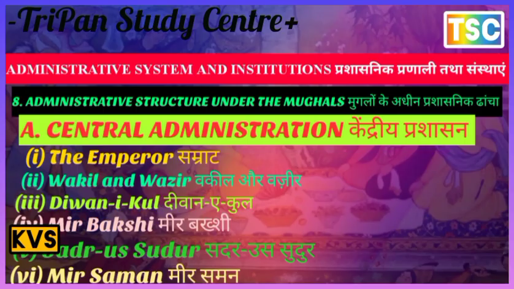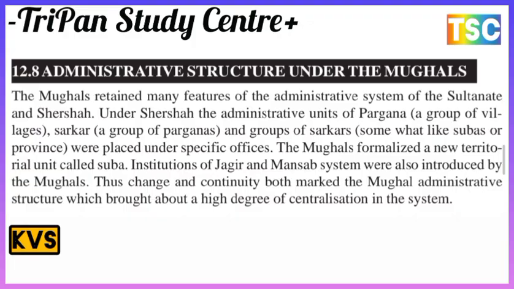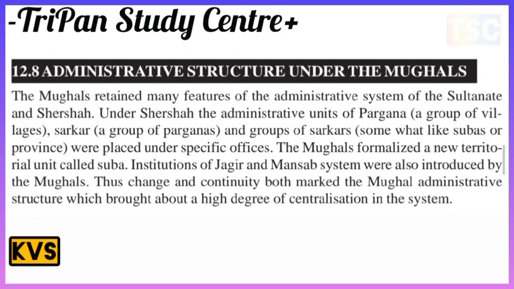That is the most important. The next topic, which is also important, is the administrative structure under the Mughals. The Mughals retained many features of the administrative system of the Sultanate and Sher Shah. Under Sher Shah, the administrative unit was the Pargana, a group of villages; Sarkar, a group of Parganas; and a group of Sarkars, something like a subah or province, was placed under a specific officer. The Mughals formalized a new territorial unit called Suba.